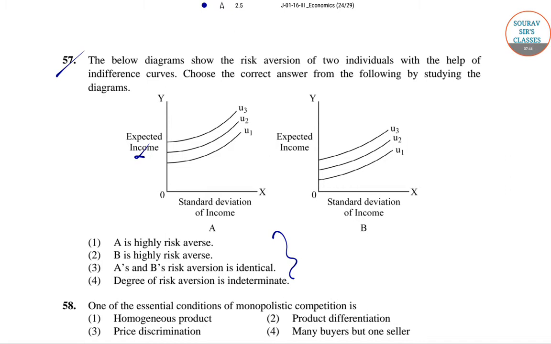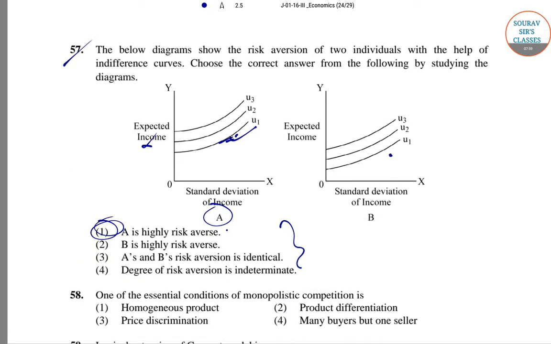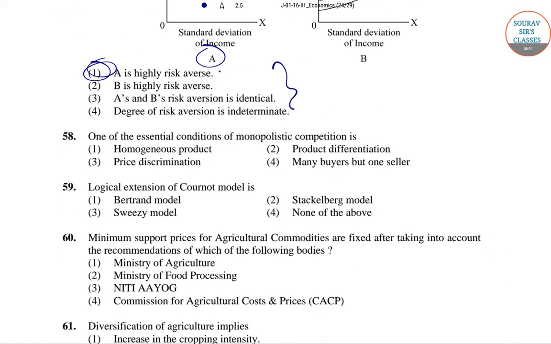We know that the curve which lies above gives the higher risk aversion. So as you can see, A is highly risk averse as compared to B. So it seems that option A is the right answer. So for question number 57, option A is the right answer. Now we'll go to question number 58.